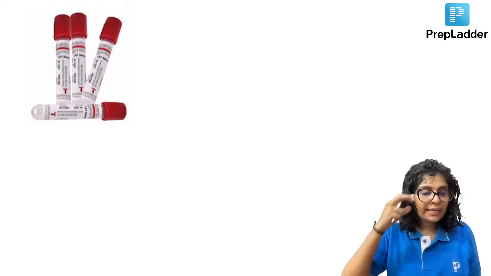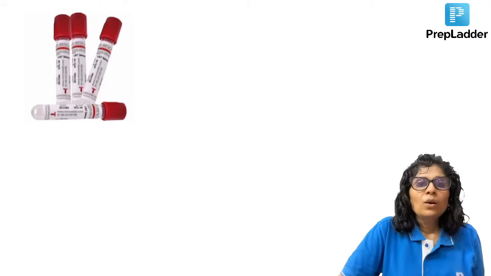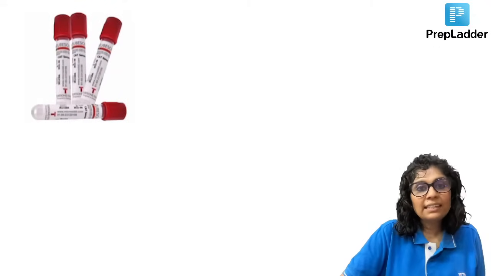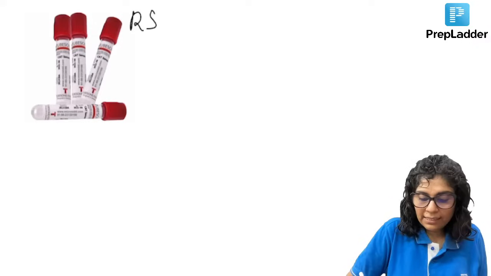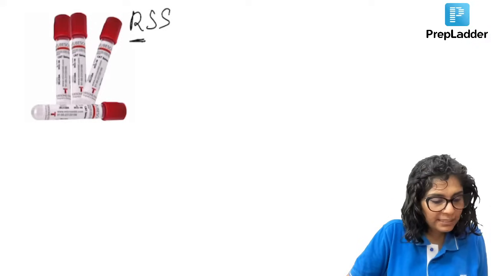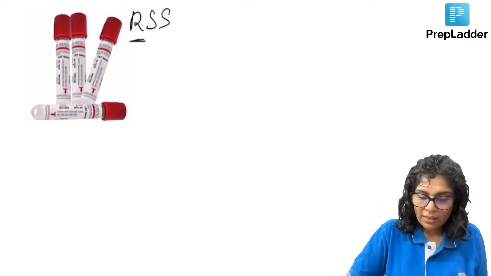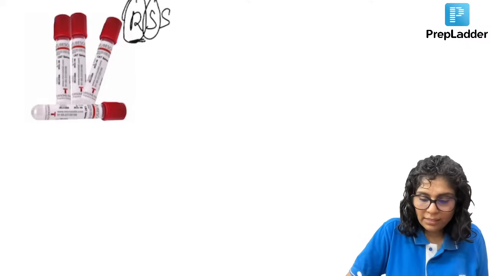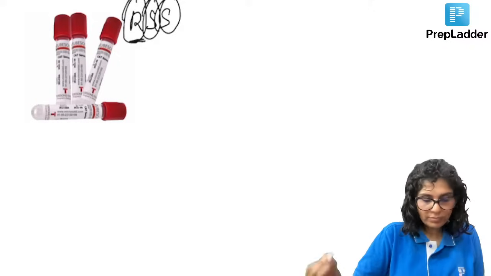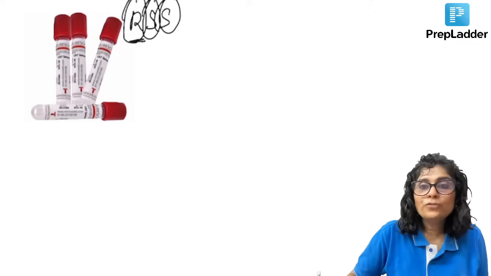So a quick recap, all of you. What is this tube used for? Red, RSS, red. All of you, please keep the chat box active. So red, serum, silica. Okay. It is used for biochemistry.